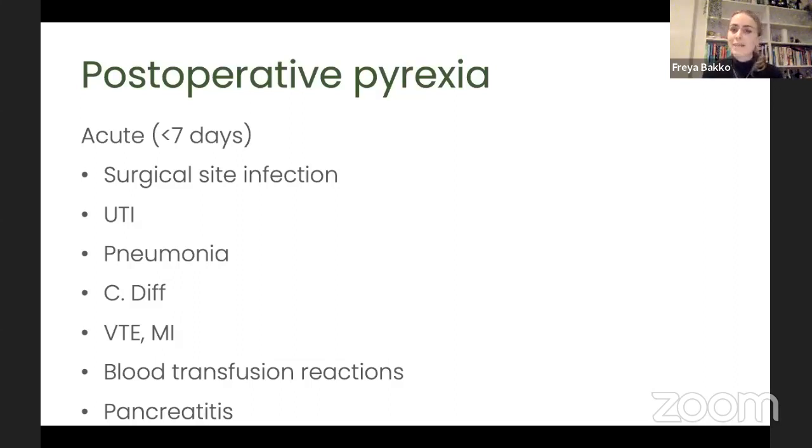C. diff, so any patient who is in hospital is unfortunately at risk of getting C. diff. So any patient with diarrhea in hospital should be immediately moved to a side room and isolated and assessed for C. diff. We mentioned VTE and MI, and then blood transfusion reactions or medication reactions. And remember, pancreatitis is part of your differential as well. A lot of the medications we give, including steroids, can cause pancreatitis, so keep that as part of your differential as well.